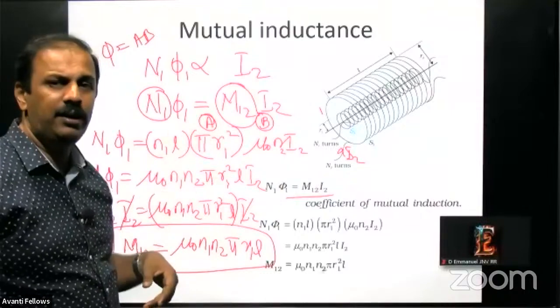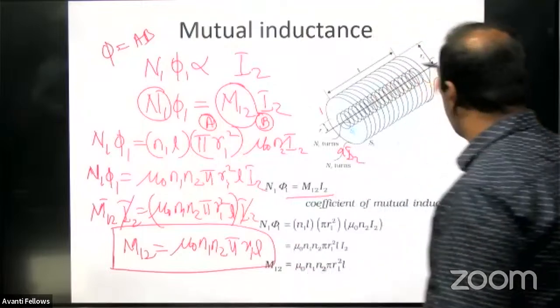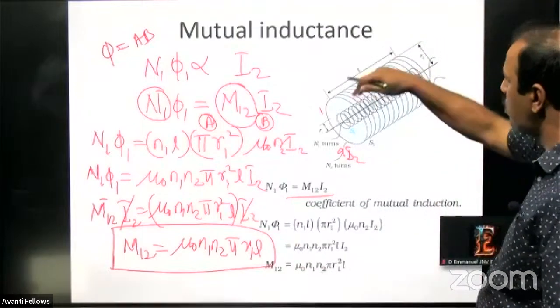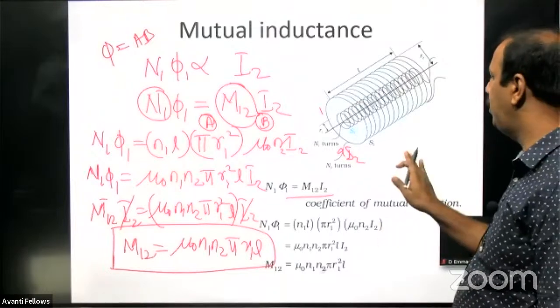But this is not the end. We have to do it in the opposite way also. If you send the current to the smaller coil, it will induce a current and a flux in the bigger one also. So how much it will be, that we will discuss now.